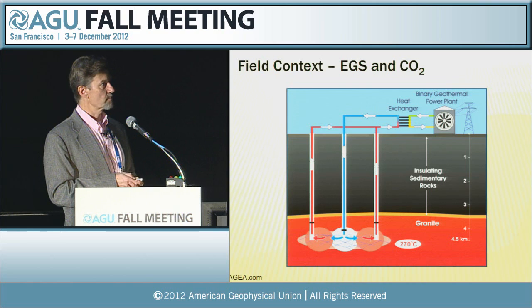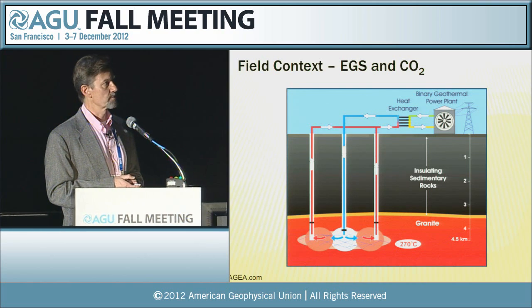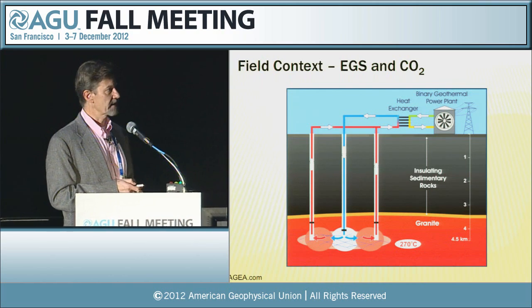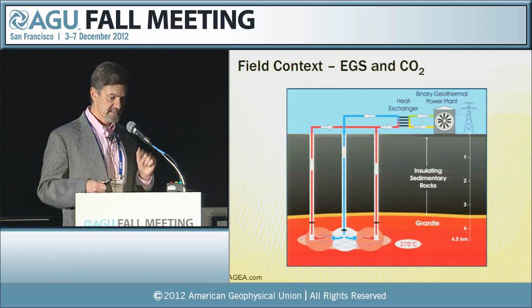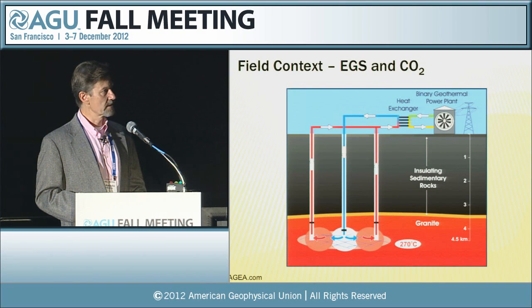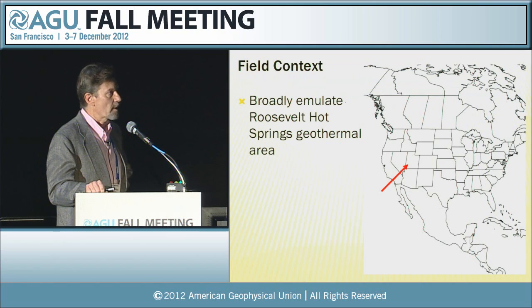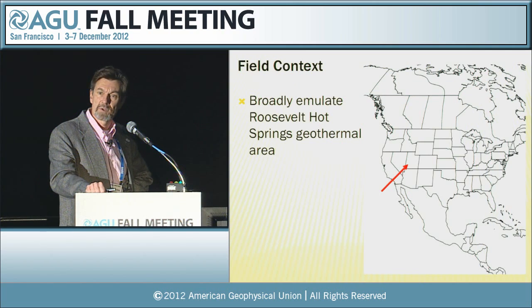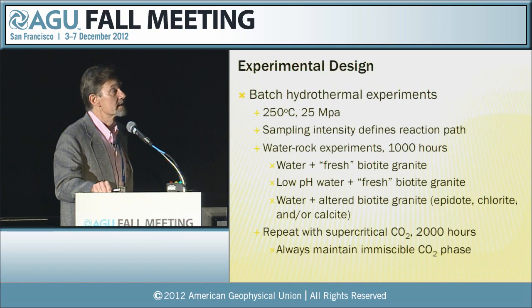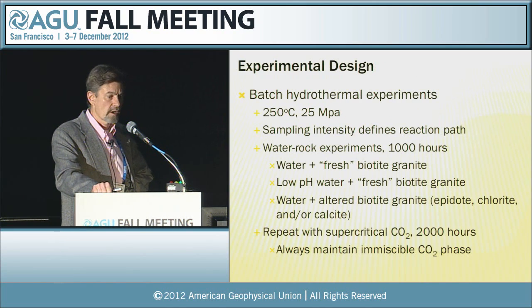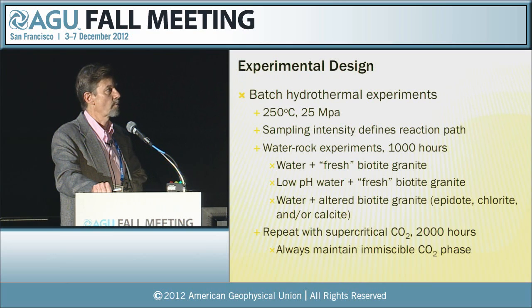So if the blue represents CO2, water rock with CO2, supercritical CO2 in contact with that, and then of course at the margins as this circulates. I'm not addressing rock reactions inside of the wet CO2 itself. And our experiments for this talk broadly emulate the Roosevelt Field in western Utah. These are batch hydrothermal experiments. We run them at 250 degrees C, 25 megapascals, although the pressure does go up after we introduce CO2.